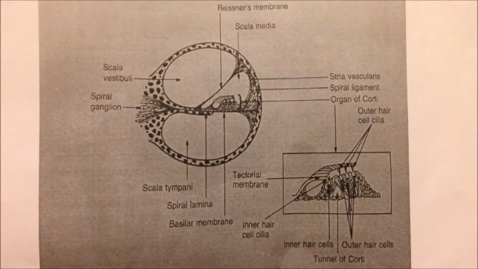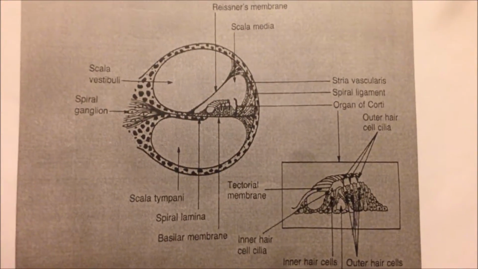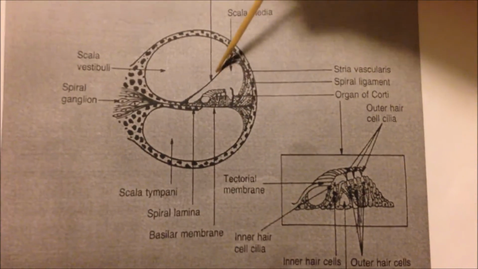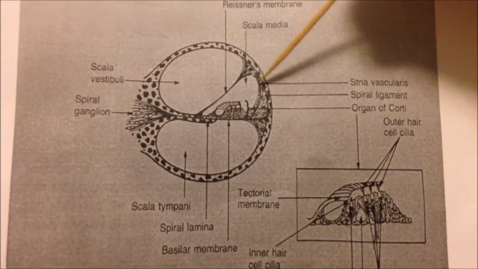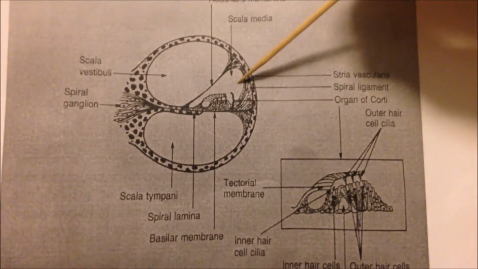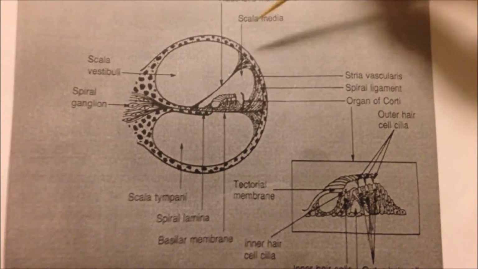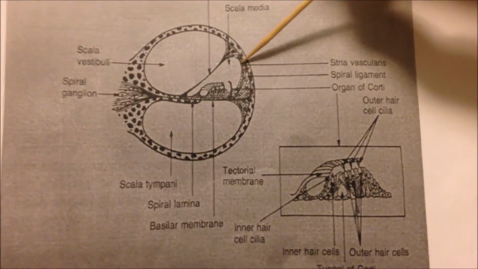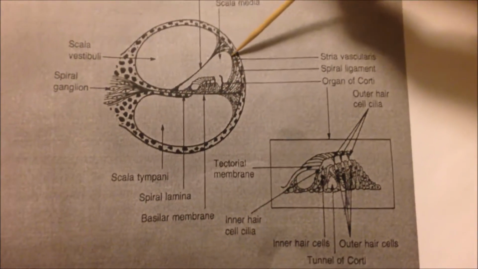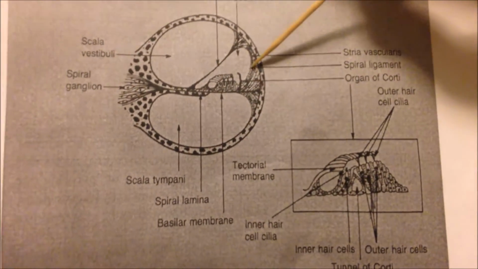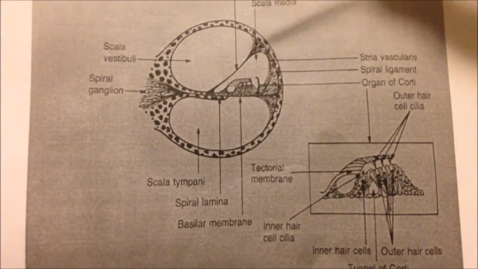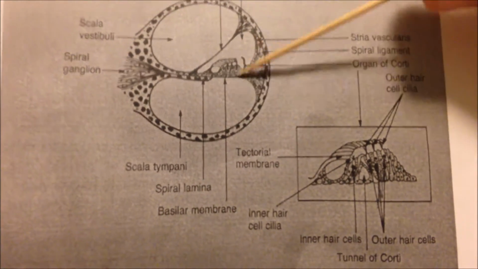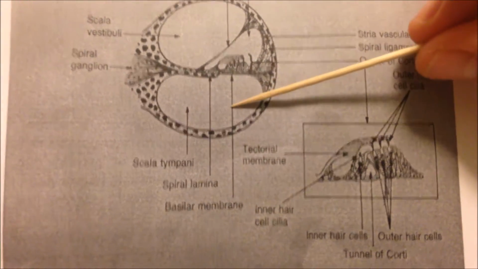Okay, so this is a magnified image of the cochlear canal. This line right here is called Reissner's membrane. This middle portion is the scala media, also known as the cochlear duct. Right next to it is the stria vascularis. Below that, this portion is the spiral ligament. This upper portion is called the scala vestibuli. Down here, it's the scala tympani.